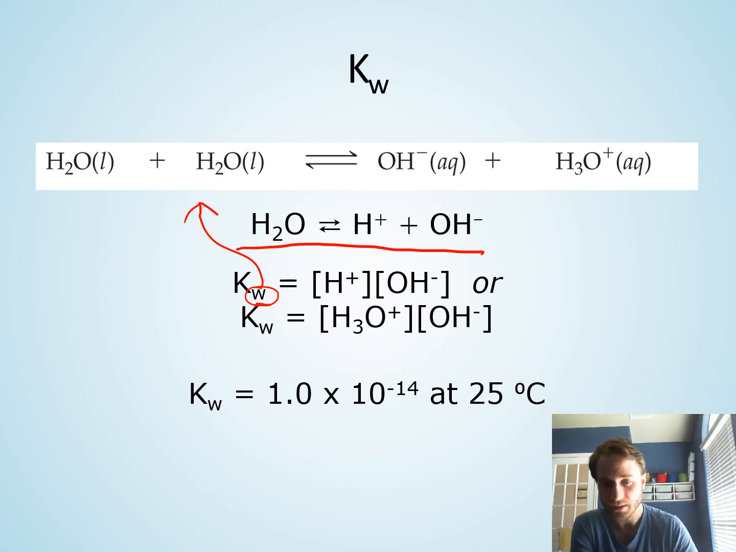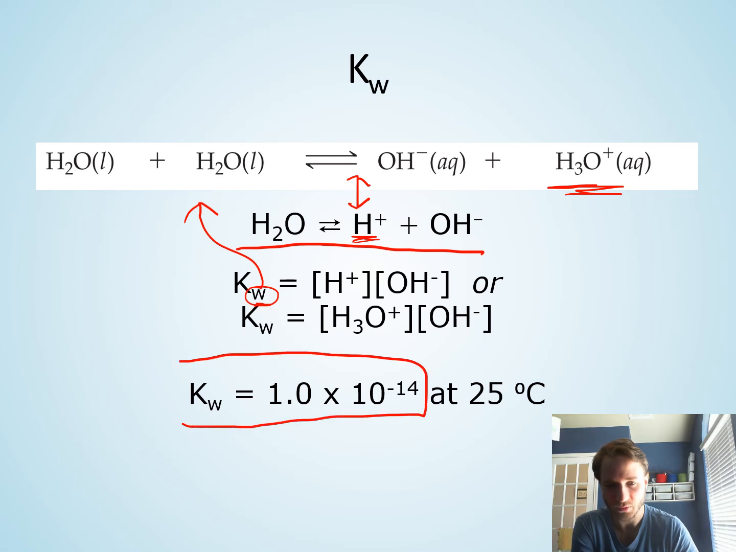This Kw equilibrium reaction has an equilibrium constant of just the concentration of H plus times OH minus, or you could write this as H3O plus times OH minus. These two reactions are indicating the same reaction; one just uses the H3O plus form, the other uses H plus. Just different names. This Kw, the equilibrium constant for the autoionization of water, is equal to 1.0 times 10 to the minus 14 at 25 degrees Celsius.